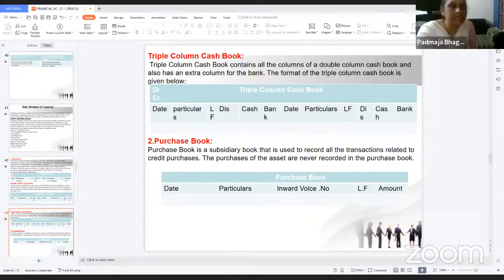Next is the triple column cash book. The triple column cash book contains all the columns of a double column cash book. Only the extra column is the bank. See here, cash and the bank.